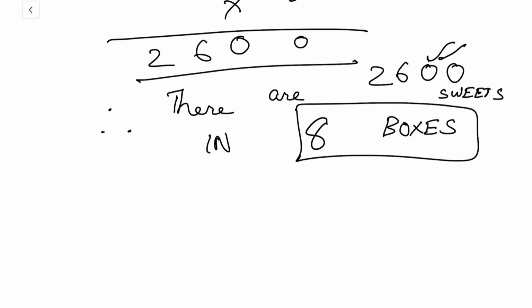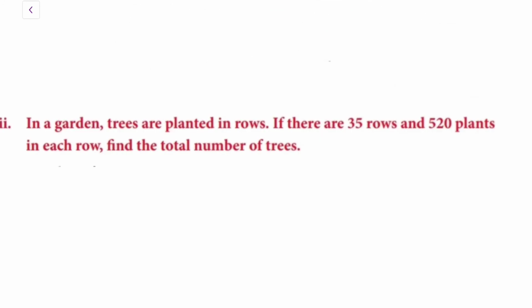Here's another question. In a garden, trees are planted in rows. If there are 35 rows and 520 plants in each row, find the total number of trees. There are 35 rows like this. Like this, there are 35. 35 of them are there. And then they're saying, in each row there are 520 plants. Like this, like this, like this.